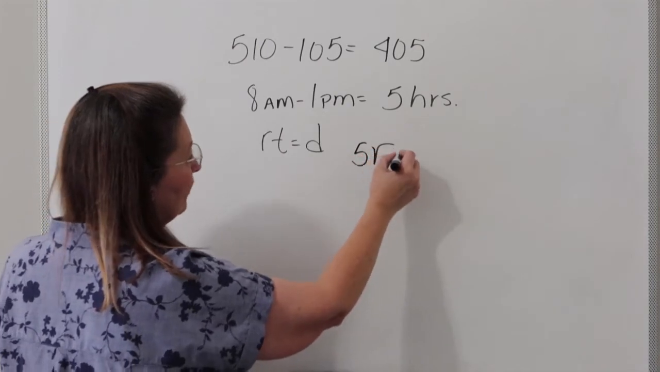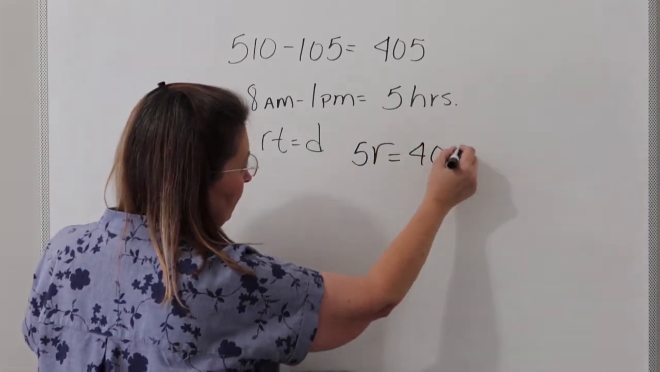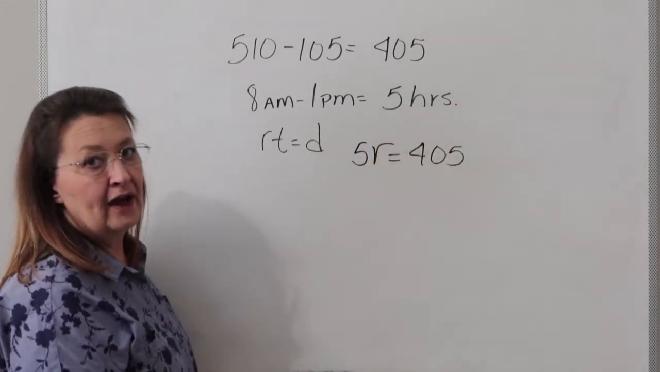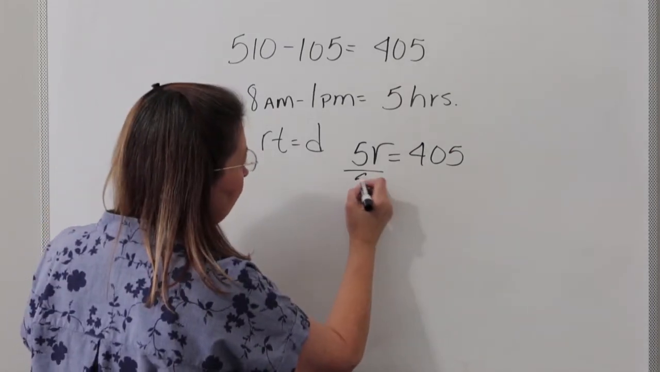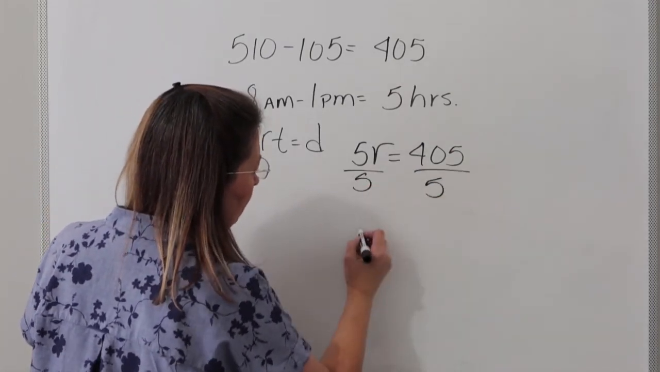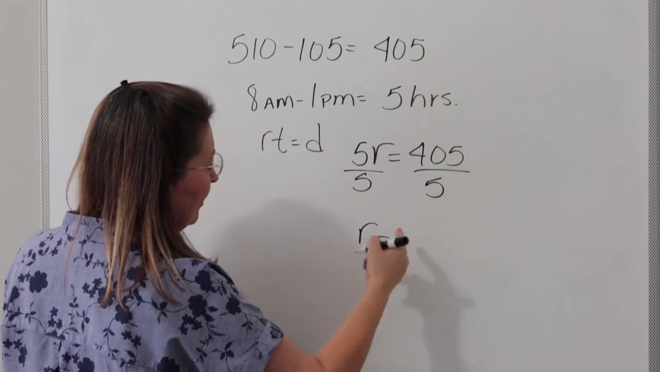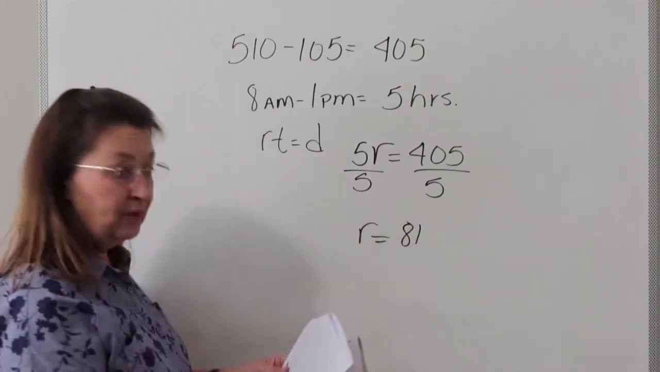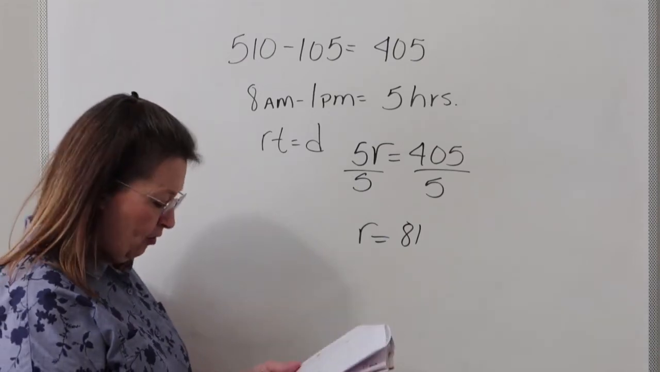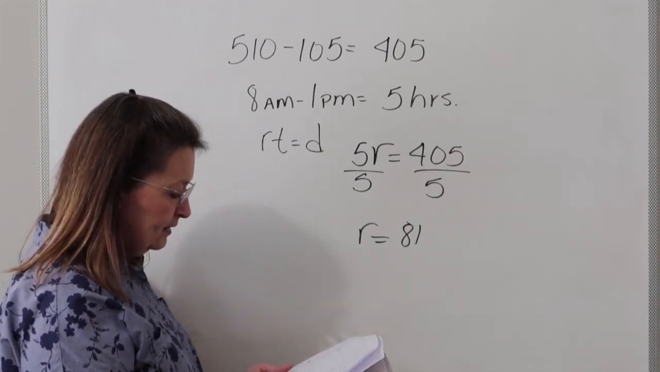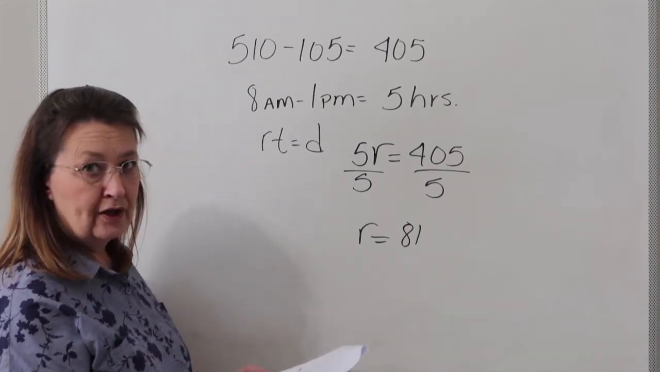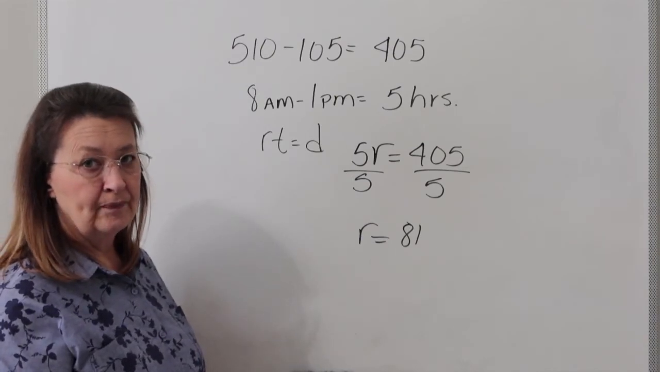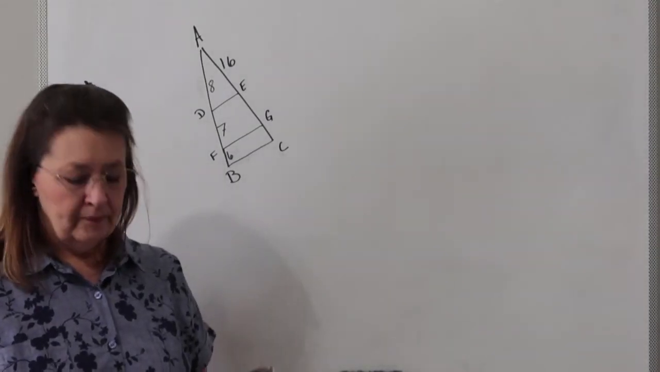So 5R equals 405. Now you have a little equation to solve. So you're going to divide 405 by 5, and that's going to give you 81. That was his rate, kilometers per hour. And that is letter H. Correct answer is H.